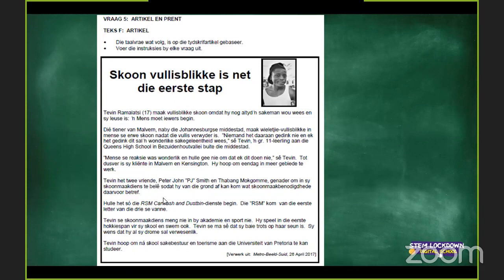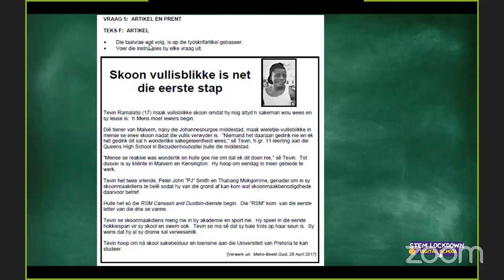Right. Now we said it, text F, article. Text F, the article. Die taalvraag wat volg is op die tydskrifartikel gebaseer. Voer die instructies by elke vraag uit. Okay. So the language question that is following is based on this newspaper article. But look carefully at the instruction.